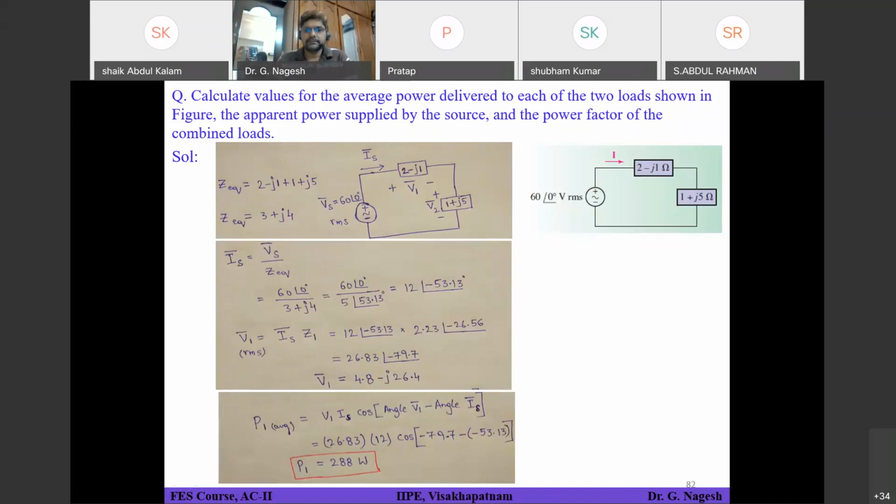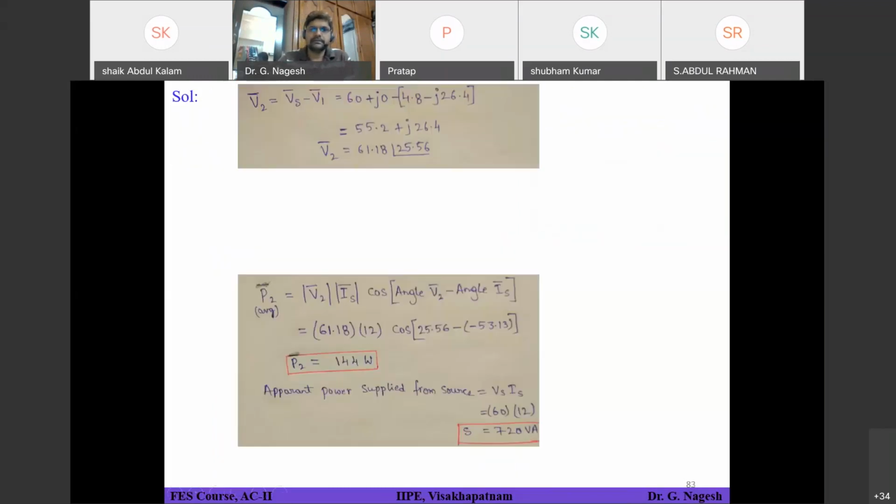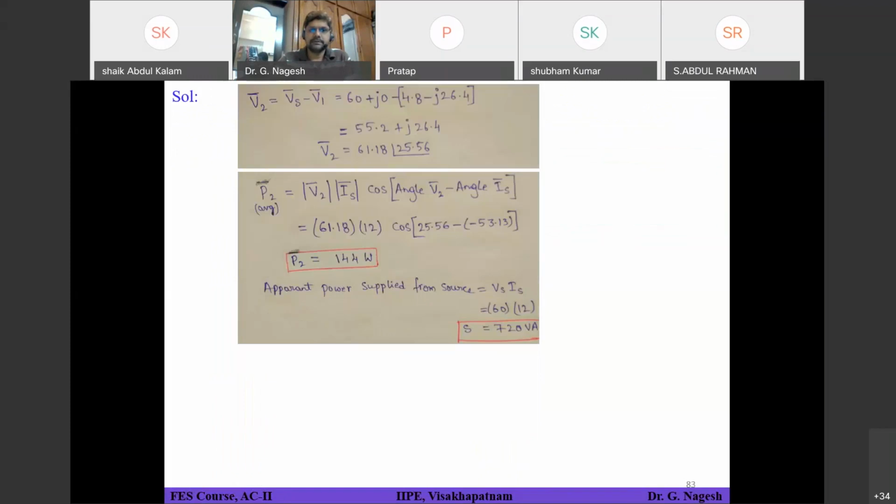Okay. So the question was to find the average power absorbed by the individual loads. 2 minus J1 ohms is one load and 1 plus J5 is another load. We found it is around 288 watts for load 1, that means 2 minus J1. After that, we found the average power for the second load, which came to be 144 watts.